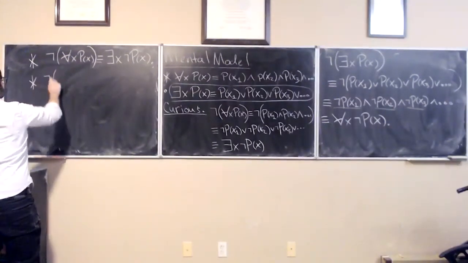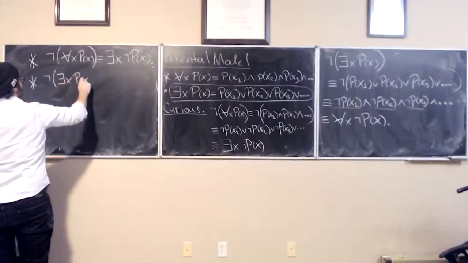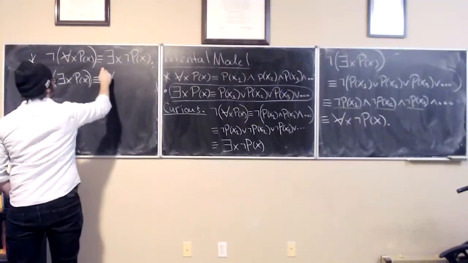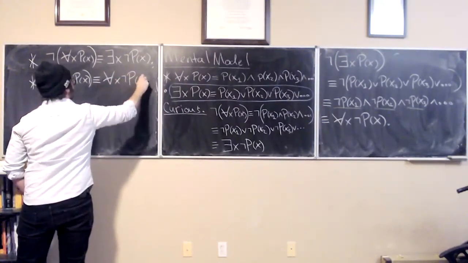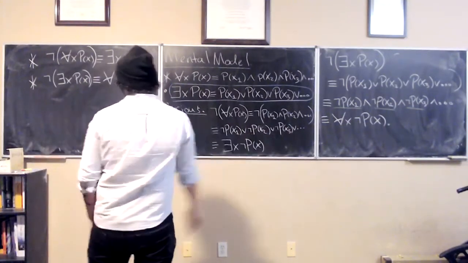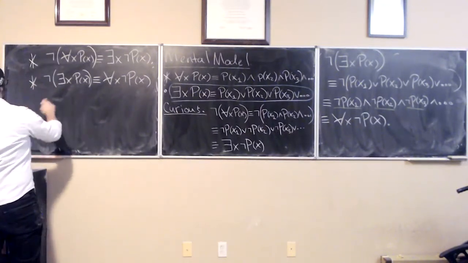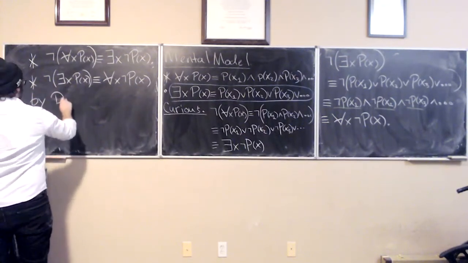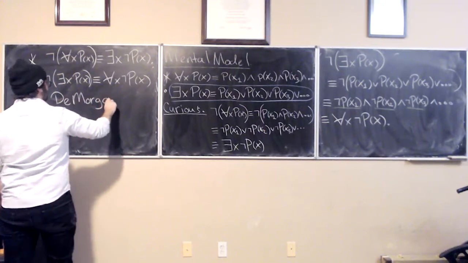So the negation of the existential becomes the universal of the negations. And these are consequences of De Morgan's law. So I should probably just say that by De Morgan's laws for logic.